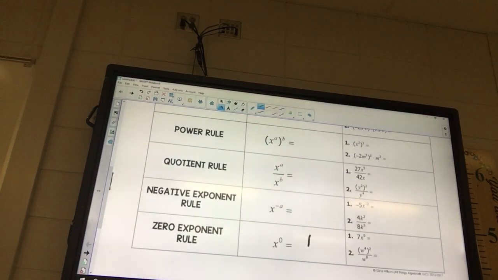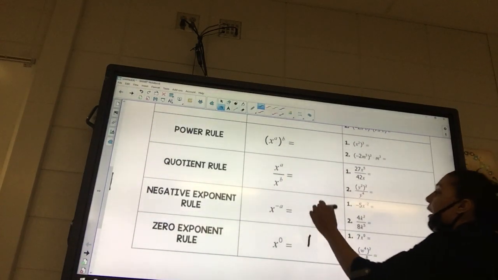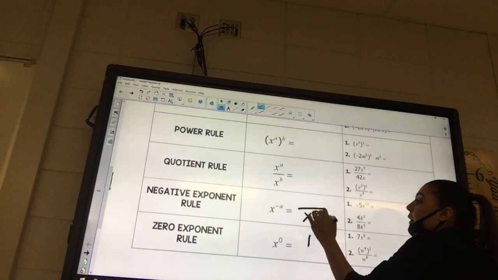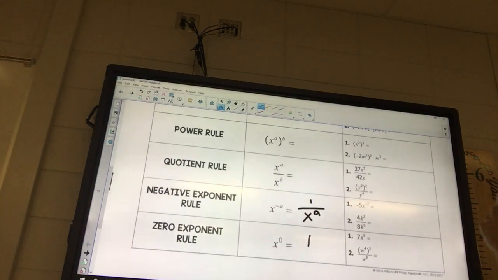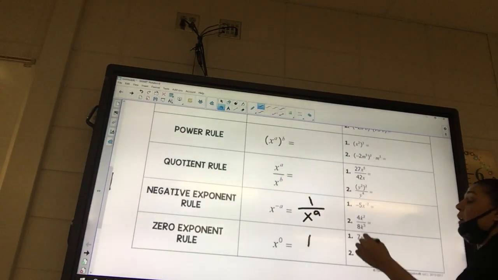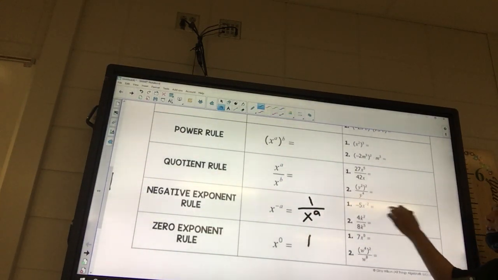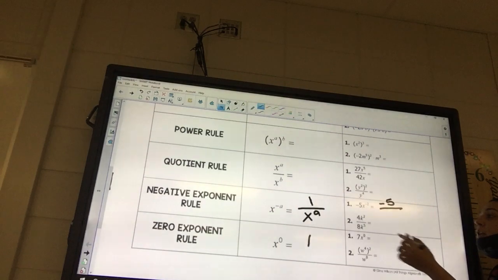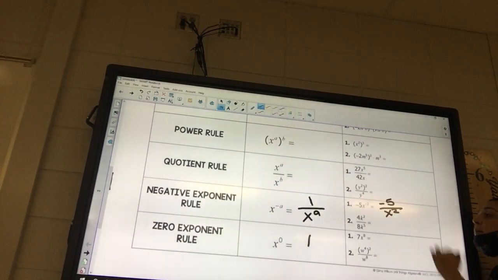Okay, what about x to the negative a? What do we do with negative exponents? Yeah, we got to put them on the bottom. So the x to the a part would go on the bottom, and we put a 1 on the top. If we look at number 1 over here, the big number always stays on the top, so the negative 5 always stays on the top. The x to the negative 2, to get rid of that negative exponent, goes on the bottom.